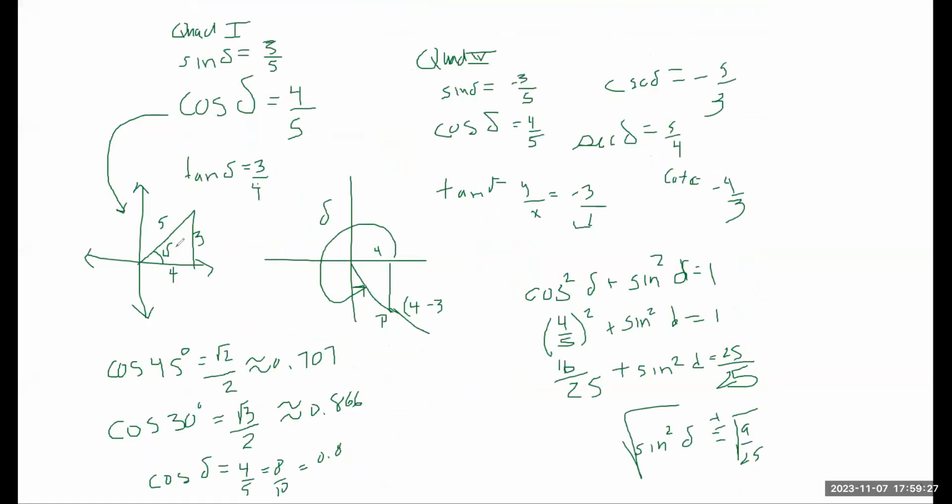Now that we know that this angle is about 36 degrees, we could also say that this angle is negative 36 degrees, right? And then we don't have to go all the way around to quadrant 4 in this direction. But most of the time, the directions in your book are going to say they want delta to be in the interval between 0 and 360 degrees.